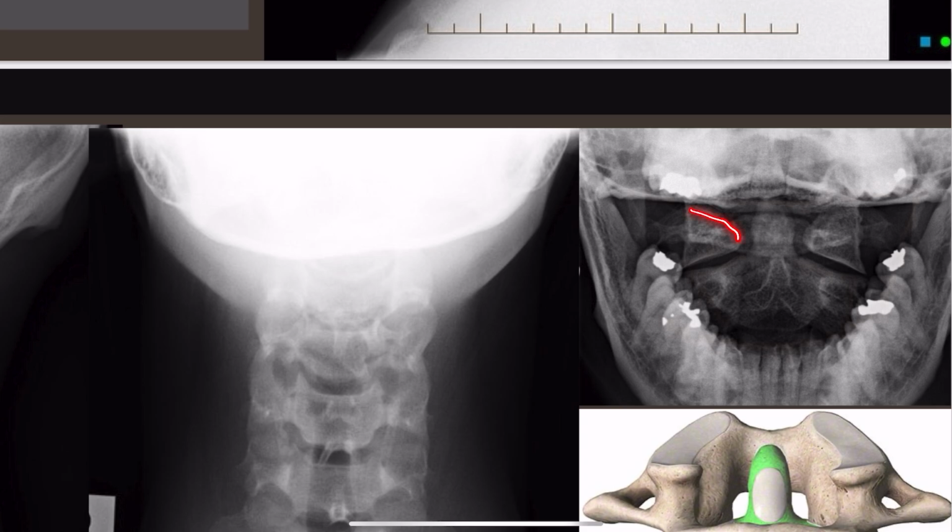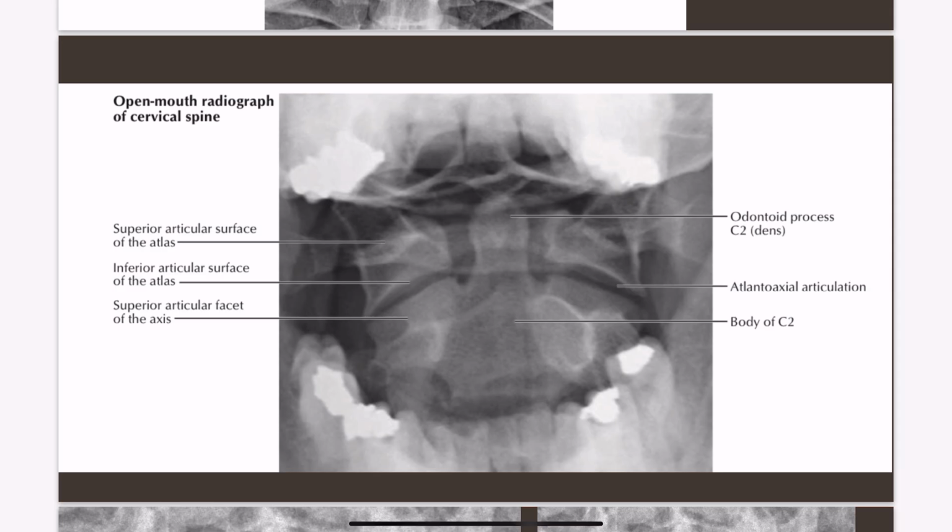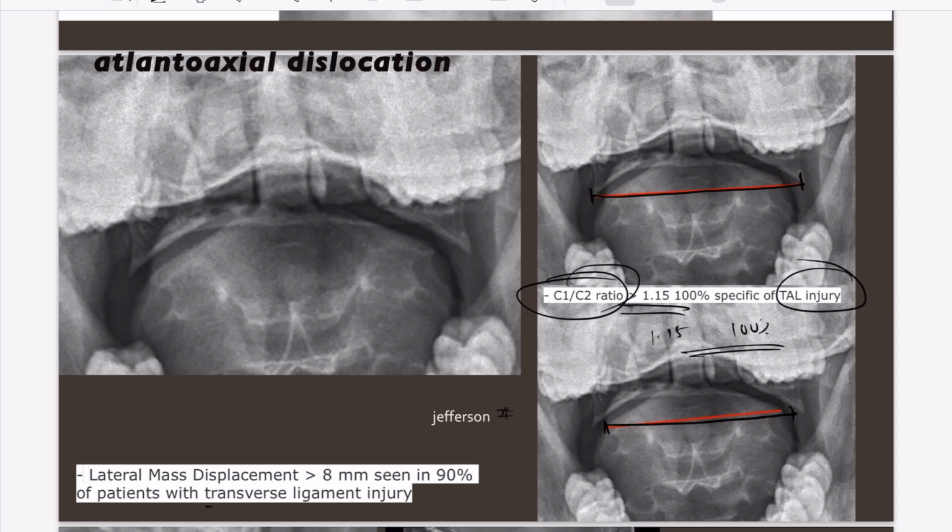Inside the mouth, you'll be able to see the lateral masses of C1 and the dens, and this is the C2 vertebra as well. So this is a peg view. You'll be able to see the lateral masses of C1. Here is the dens, and this bone is C2 or the axis. So one method is lateral mass displacement of more than 8 mm, which is seen in 90% of the patients with transverse ligament injury. So this is, as we told, C1.